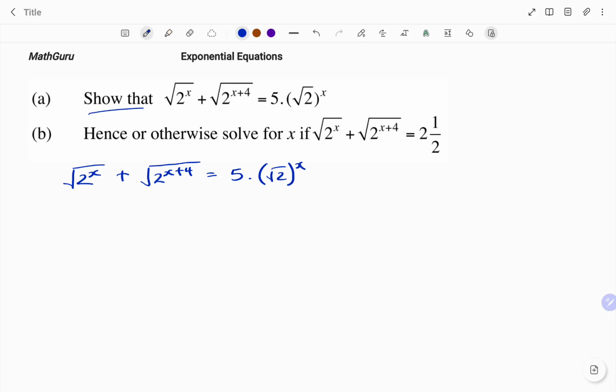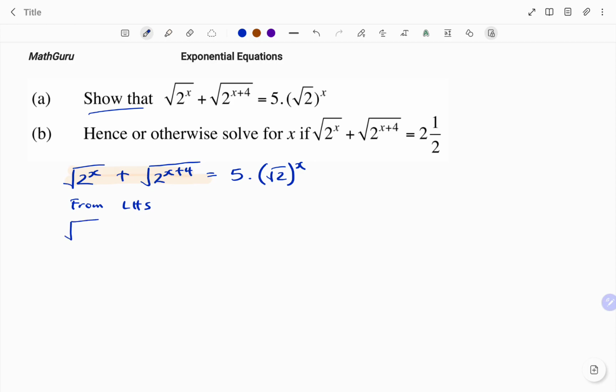Because we've been asked to show, that means we are trying to prove, and I'm going to prove from the side that looks more complex. In this case, that's the left-hand side. So I'm going to say, from my left-hand side, that's LHS for short, as an acronym, what do I have there?